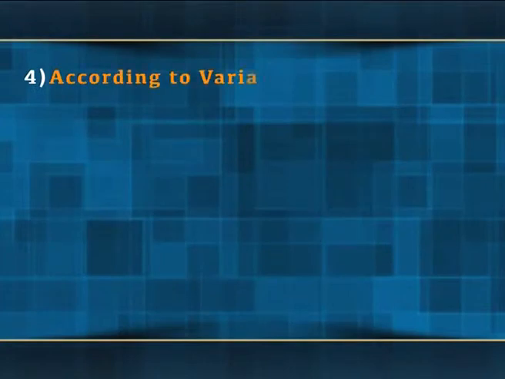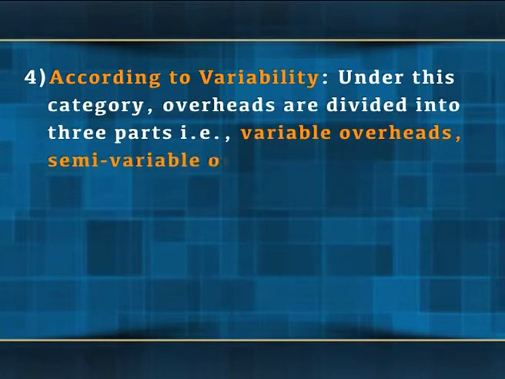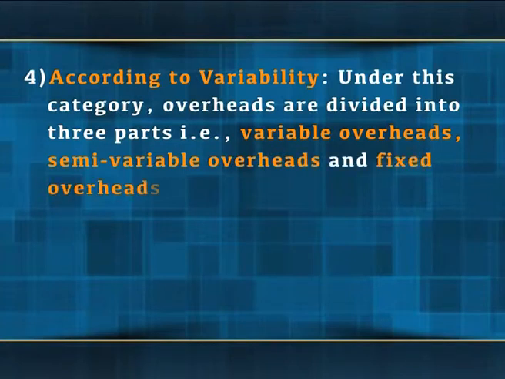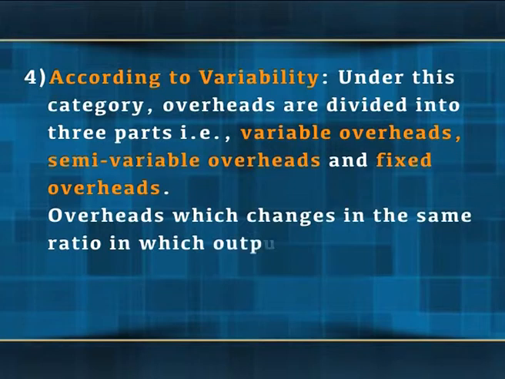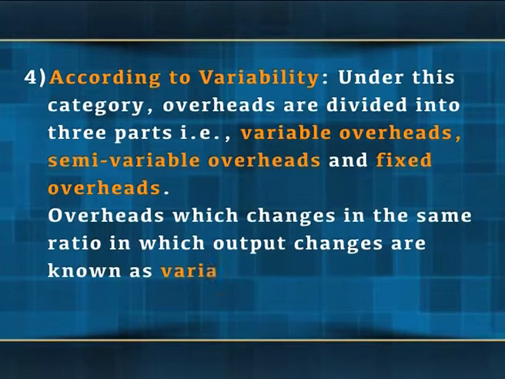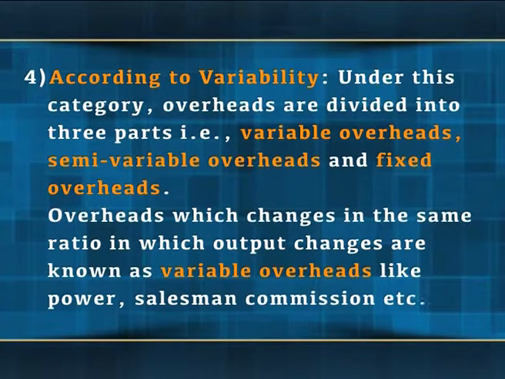4. According to variability. Under this category, overheads are divided into 3 parts, that is variable overheads, semi-variable overheads, and fixed overheads. Overheads which change in the same ratio in which output changes are known as variable overheads, like power, salesman commission, etc.